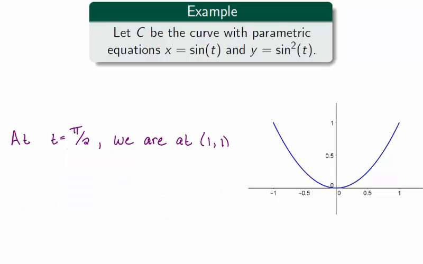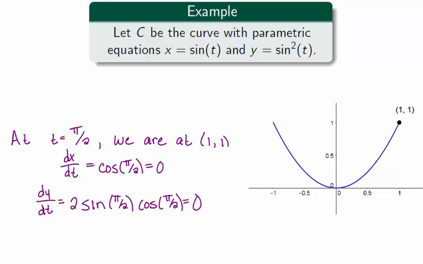At t equal to pi over 2, notice we are at the point (1, 1) in the graph. But observe that dx/dt equals cosine of pi over 2, which equals 0, and dy/dt equals 2 sine of pi over 2 times cosine of pi over 2. So dx/dt and dy/dt are both 0. As expected, this is a stationary point, as at this point the particle climbed up the parabola, paused to turn around, and moved back down.